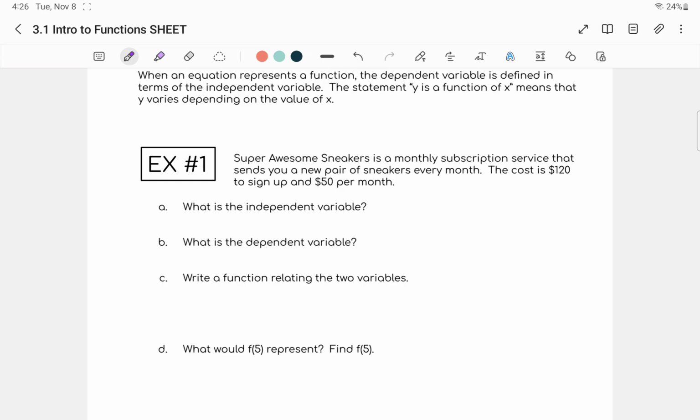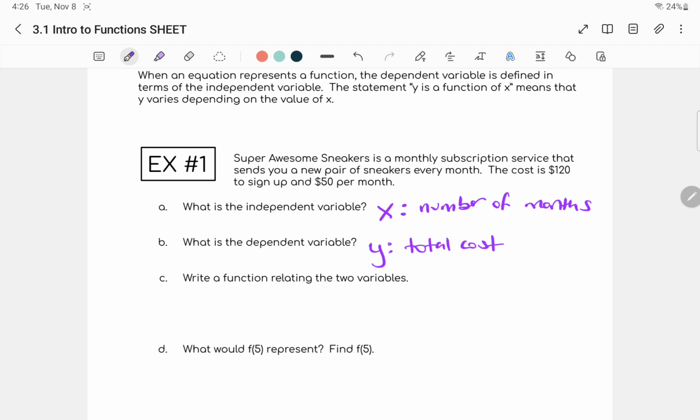So which one is independent? Which one is dependent? Well, first, let's start out by writing independent as just writing x. And then, again, remember my hint, the independent is usually going to be something like time because that occurs no matter what. So in this case, our independent variable is going to be our number of months. And now for our dependent variable, which is going to be y, what depends on the number of months? That's going to be our total cost.